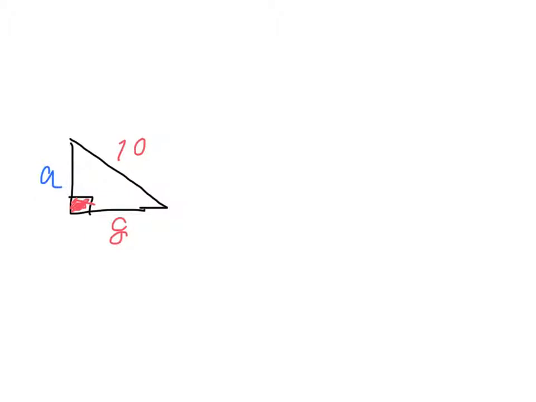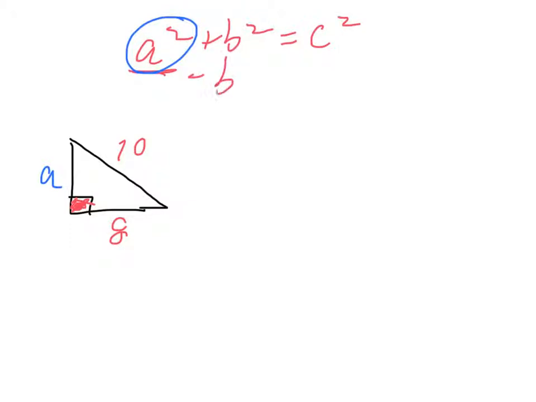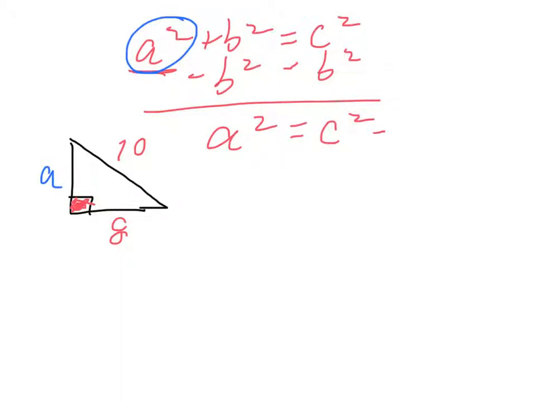Now the theorem says that a squared plus b squared equals c squared. So we want to isolate this variable here, right? We're looking to solve for a. So let's subtract b squared from both sides to isolate that variable. So we've got a squared equals c squared minus b squared now.